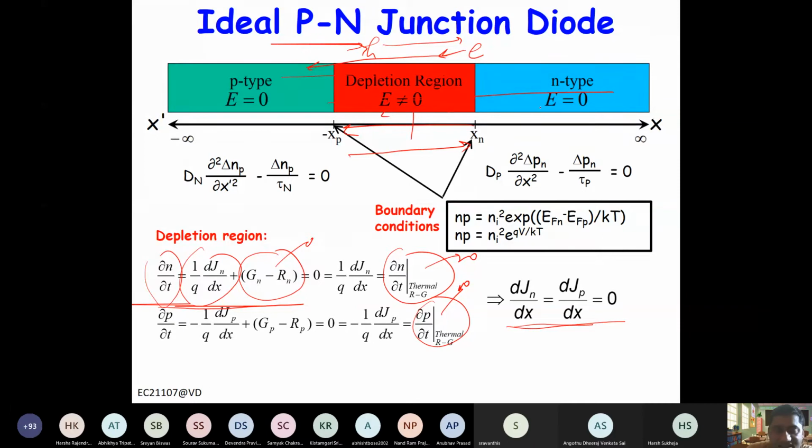So only the upper band is changing, right? So with that, the carrier concentration is changing, right? So if you write the np product, especially at the boundaries, what will this be? np will be ni squared exponential of (EFn minus EFp), or Fn minus Fp, by kT.